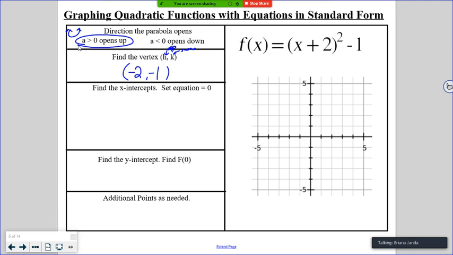Go graph that and then also draw in your axis of symmetry. -2, -1 is here, and my axis of symmetry runs right through that. So that line will split my parabola exactly in half. And then the work part of it, finding our x-intercepts. Go ahead and set this equal to 0 and solve. Guys, I'm going to show you on this particular example.